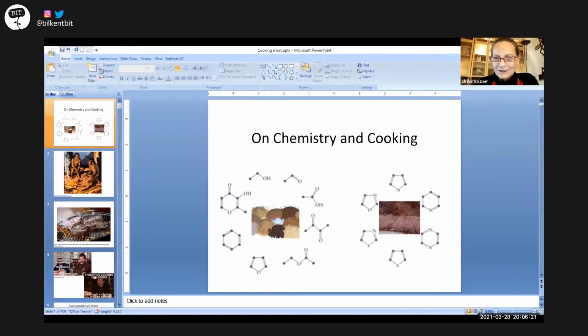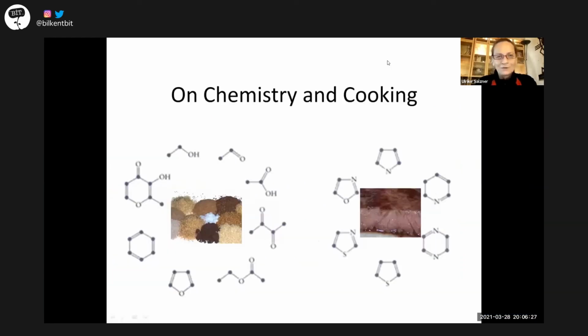Okay, so I'm starting with chemistry and cooking. And you said you would like to know something about meat and about processes during cooking. So first of all, we should think, what kind of things do we have in our food? And the bulk material of our food consists of three things. This is proteins, carbohydrates, and fat.